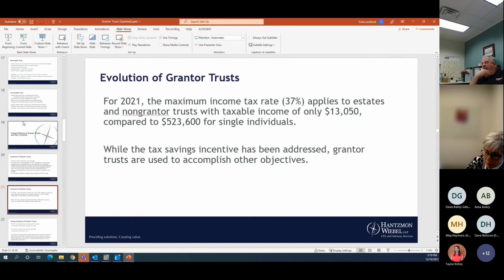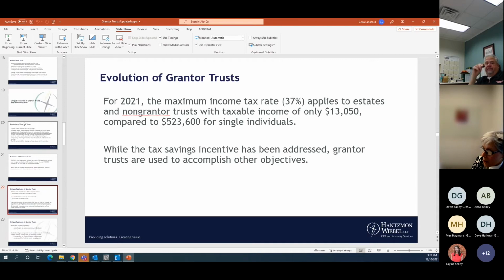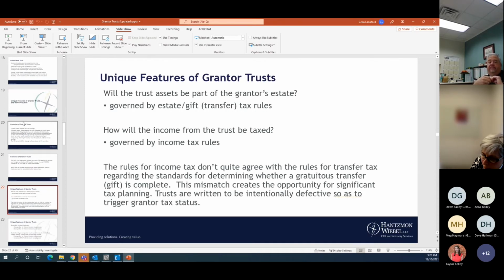But that's not true because, of course, we've always got people finding creative ways of looking at the tax law, and they've found other ways to accomplish some goals using a grantor trust. And I'm going to explain how they're able to do that. Let's come back to a question we asked earlier: are the assets in that trust going to be part of the grantor's estate? Again, we're talking about estate and gift transfer tax rules.